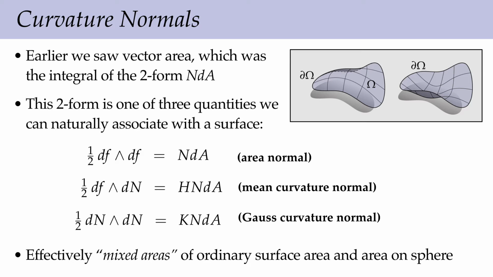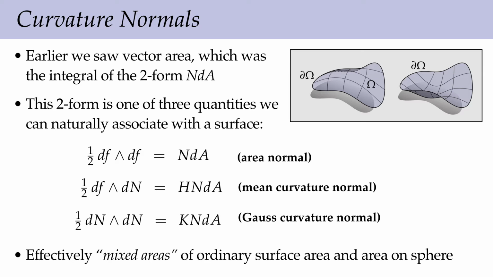These are what are called mixed areas of ordinary surface area and area on the sphere. We're mixing together. If you remember that we can think of the Gauss map as also describing a surface, then the first expression here is really giving us the area on the original surface. The last expression is giving us the area on the Gauss map, telling us that Gaussian curvature has something to do with area on the Gauss map. And mean curvature, interestingly enough, is kind of a mix between these two. In one direction, it's the area on the surface. In another direction, it's an area on the sphere. Okay?